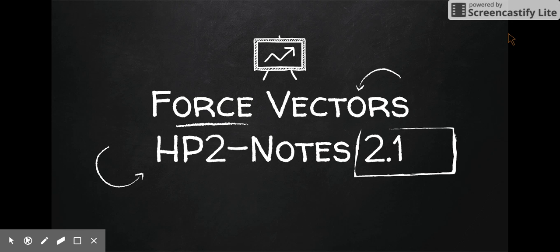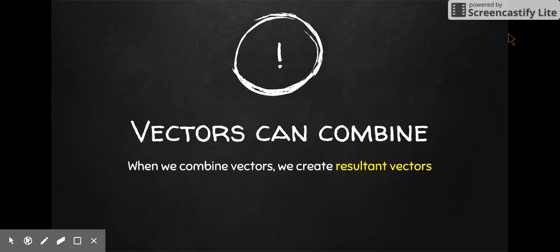Let's get started today. The first thing we need to know is that if we have multiple forces or multiple vectors, we can combine them. And when we combine them, we create what's called a resultant vector. The resultant is the overall end result of all of the vectors acting on an object. In the case of pushes or pulls, it would be the resultant push or pull of all of the pushes or pulls combined.